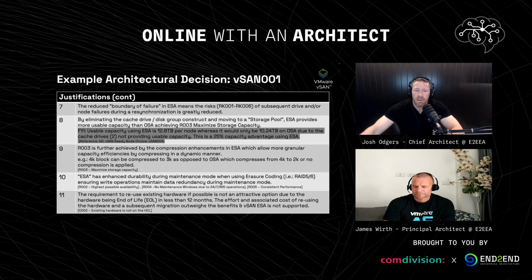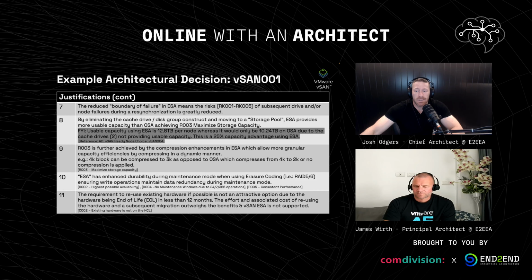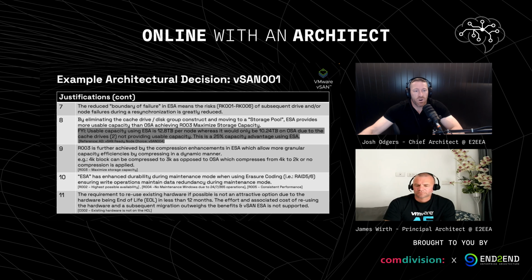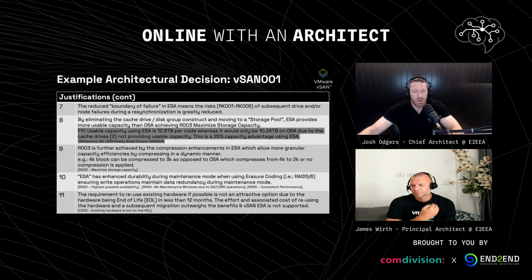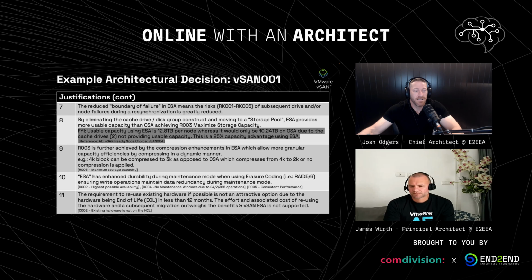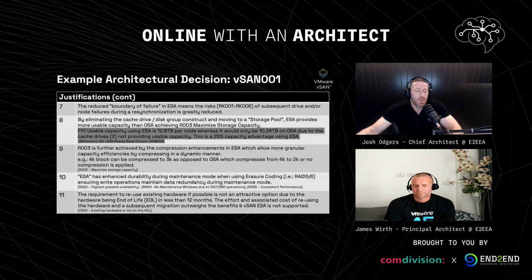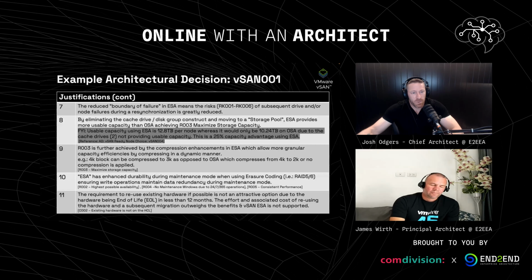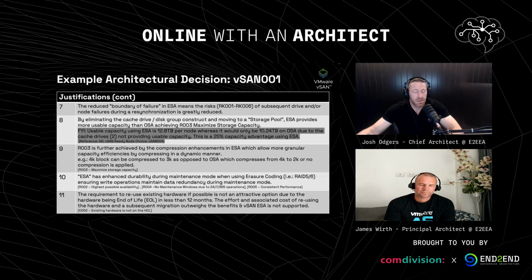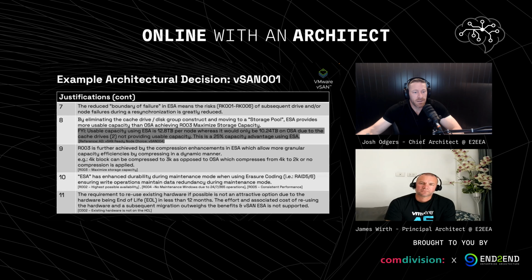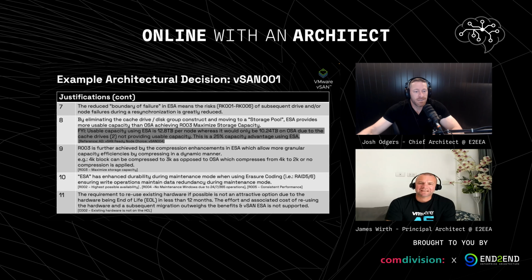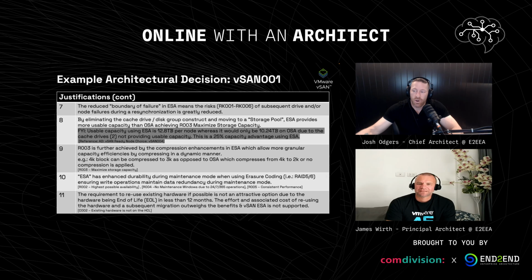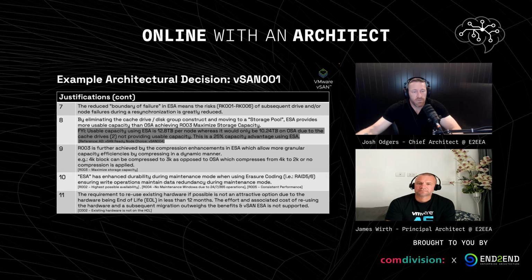Sure. So point 8, this one is quite cool actually. By eliminating the cache drive and disk group construct, we actually get more usable capacity. So I really like this one because the new architecture with ESA is not only giving us better performance and better resiliency, it's giving us more usable capacity, which is great. Yeah, because you don't actually get to use the capacity on the cache drive. It's just cache. Yeah. So, I mean, this is like a win-win-win for ESA.